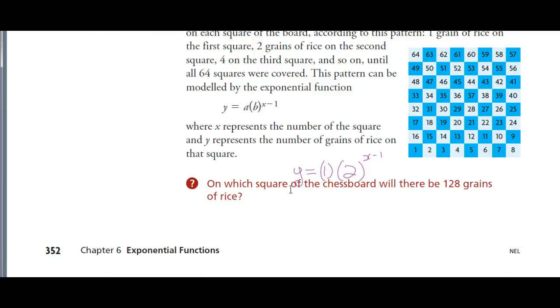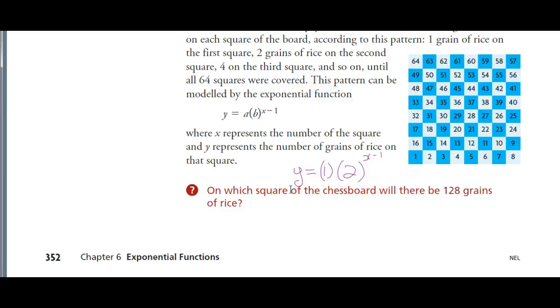So on which square of the chessboard will there be 128 grains of rice? We would say, okay, I need 128 is 1 times 2 to the x minus 1. And keep in mind, x is the number of the square, which square. To solve this, we can basically ignore the 1. You could say, I'm going to divide both sides by 1. So I get 128 is 2 to the power of x minus 1.